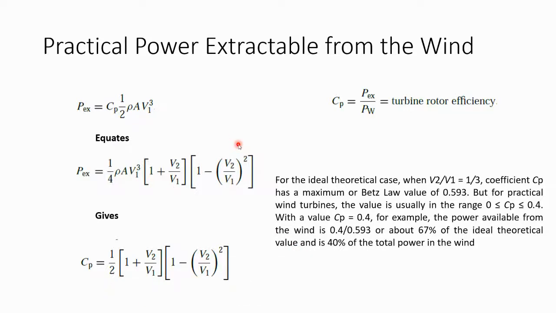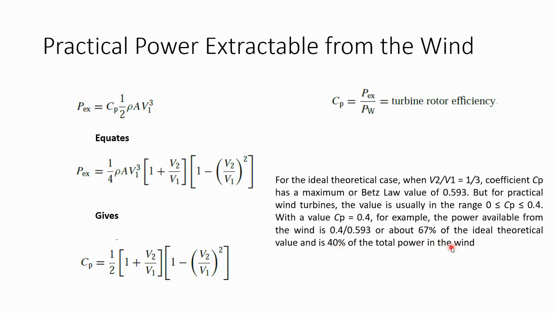Right, let me re-explain this slide. So the maximum theoretical value is 0.593 for CP, but practically the maximum that we can go is only 0.4, as written over here. And even when we take the maximum practical value of 0.4 and compare it to the theoretical 0.593, that 0.4 represents only 67% of the ideal theoretical value, and is 40% of the total power in the wind.